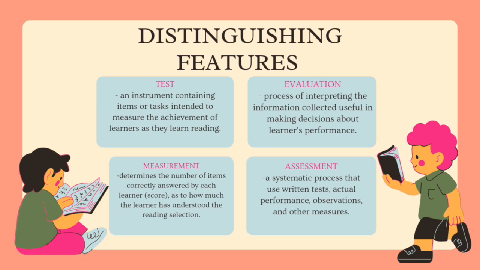Next, we have evaluation, the process of interpreting the information collected, useful in making decisions about learners' performance. So when the teacher makes a decision that a particular learner's score depicts an instructional level of performance, evaluation is done. Evaluation is when you start to interpret and judge the result of data you collected throughout the assessment process. In other words, it's the phase for decision making.